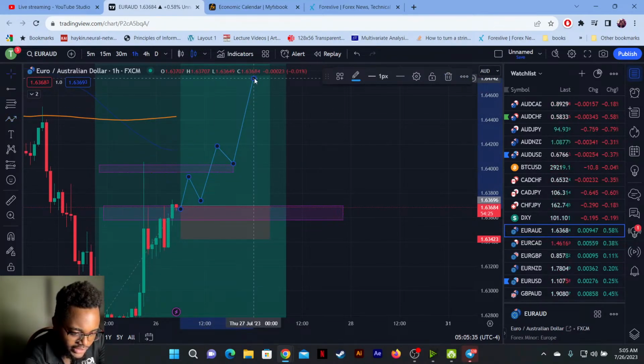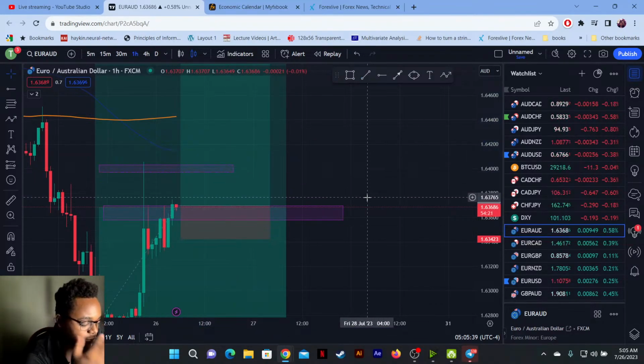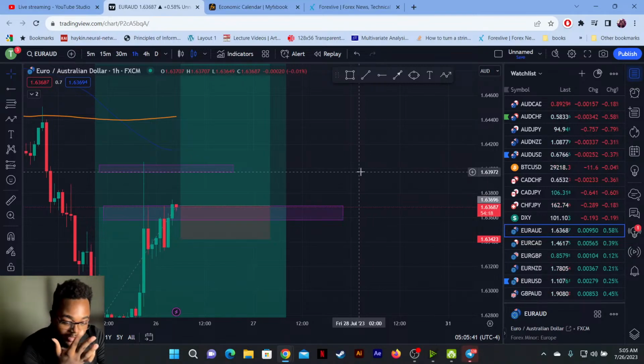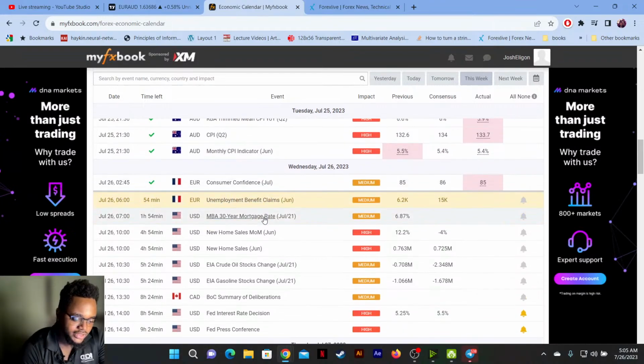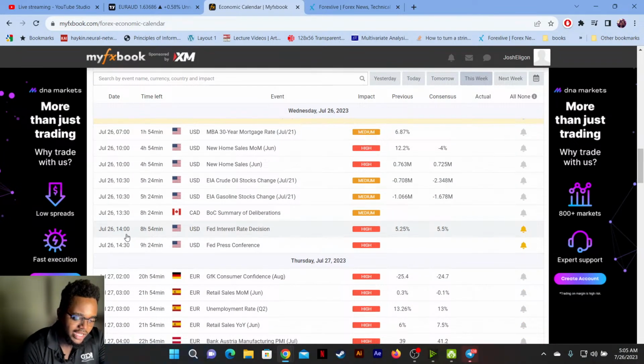And this is all leading into the news event that we do have coming for the US dollar at 2 p.m. EST. So that's when we have interest rates. And we also have at 2:30 the Fed press conference. Jerome Powell will come and he may answer some questions, and that is what the real move of the markets would be, that Fed press conference, right?